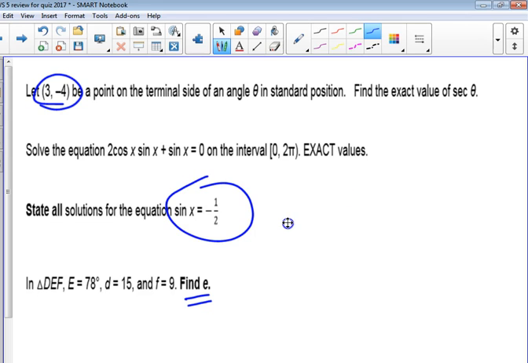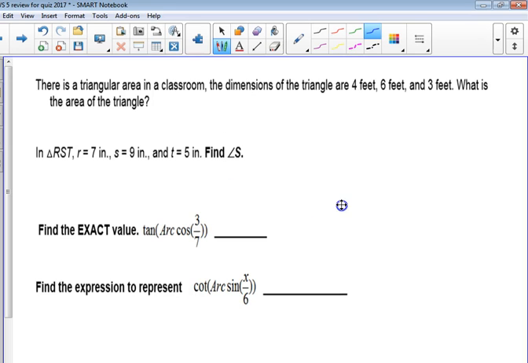You'd look at your unit circle and you'd say the sine is negative 1/2 at 4 pi over 3 and 5 pi over 3, plus or minus 2 pi n. Yep, just solving. Okay, this one is find the area of a triangle given 3 sides. We kind of talked about that. Use those crazy formulas. This one is law of cosines, find an angle.